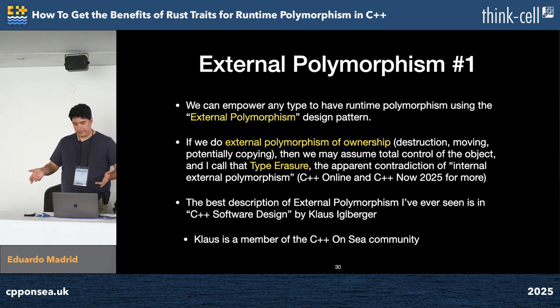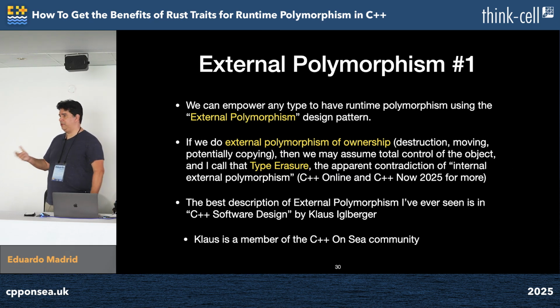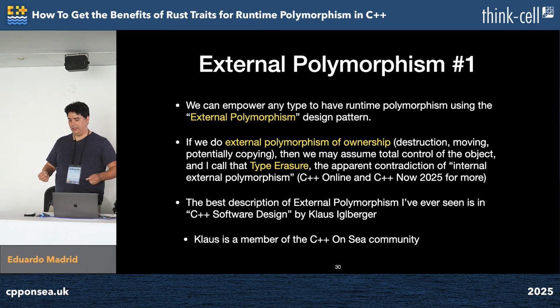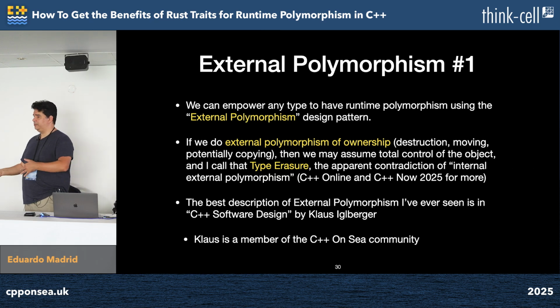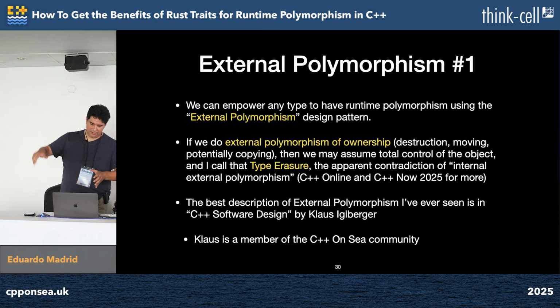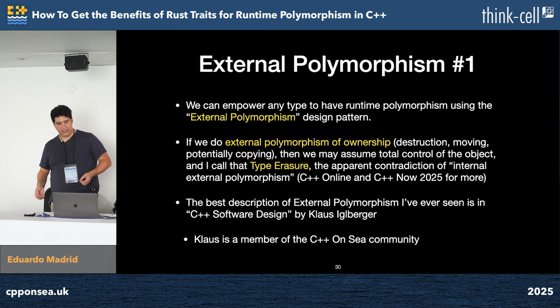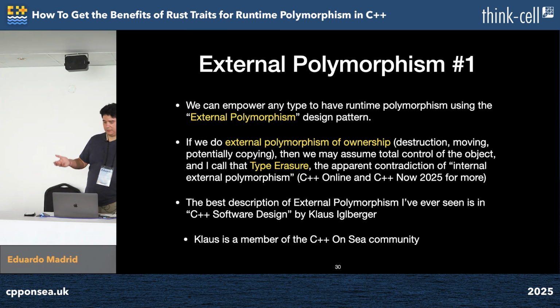So in previous presentations, I have raised the apparent contradiction that type erasure is something very fruitful because it is like a contradiction in terms. It is somewhat of an internal external polymorphism because all of the mechanisms for external polymorphism are internalized, literally. So that's something that's truly important.